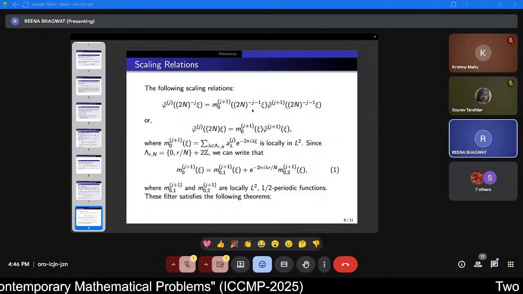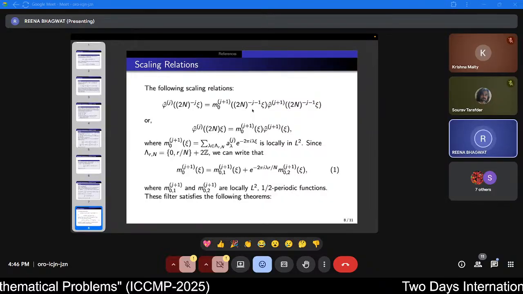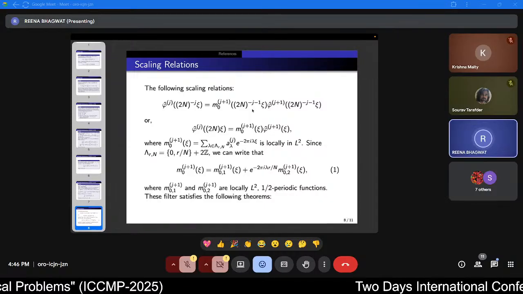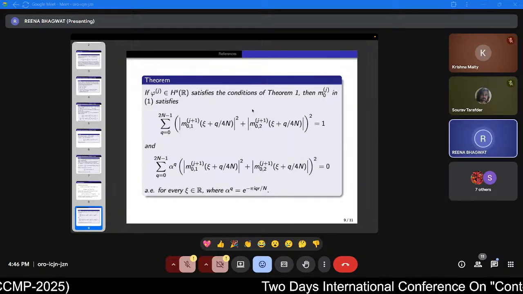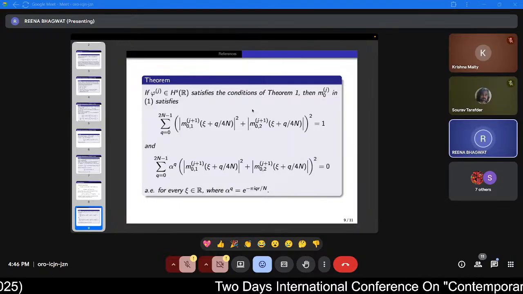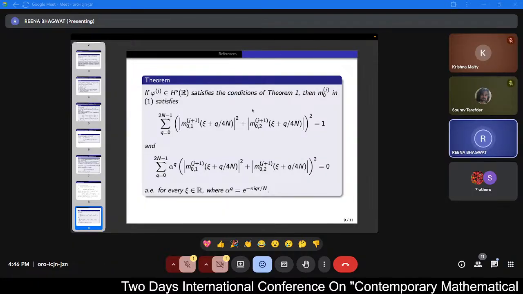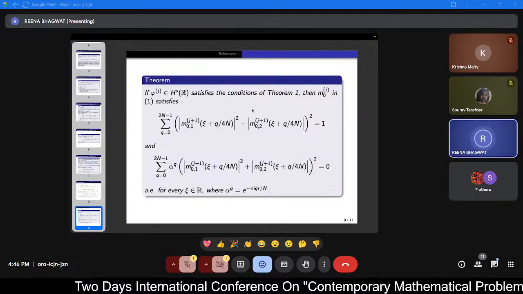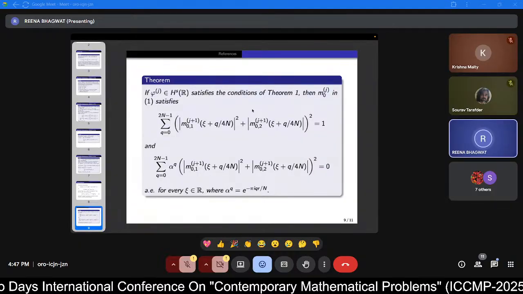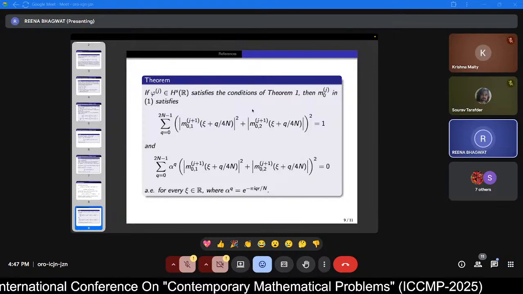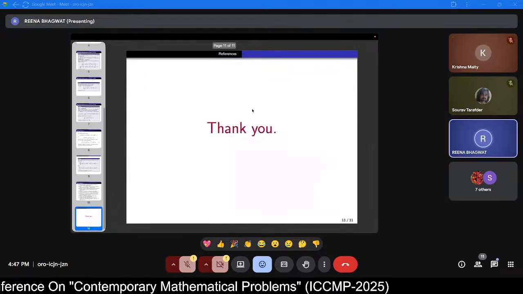First we were doing our definitions on the functions. Now we are implementing our theorems in the form of filters. So the first theorem, which is based on the filters: if phi is in the Sobolev space, satisfying theorem 1, then the filter m naught j in 1 satisfies this condition, and this condition also. So this is the next theorem, which is based completely on our filters. Thank you. These are the references of my paper.